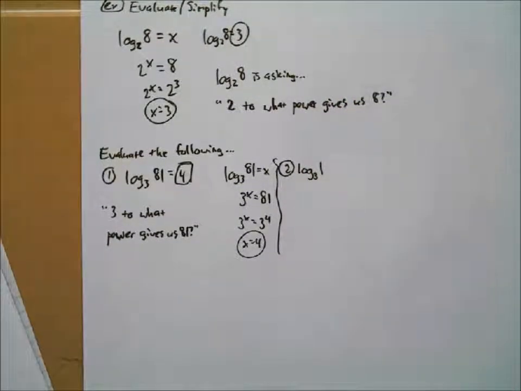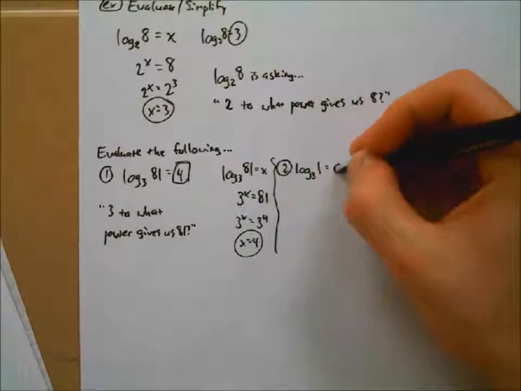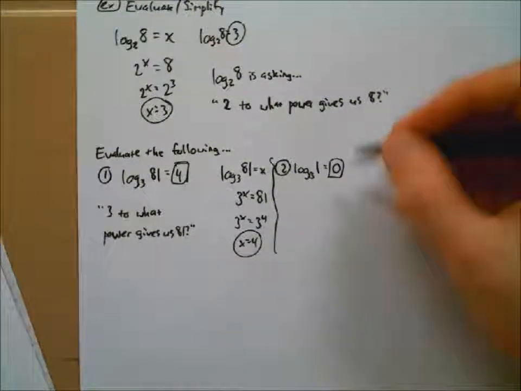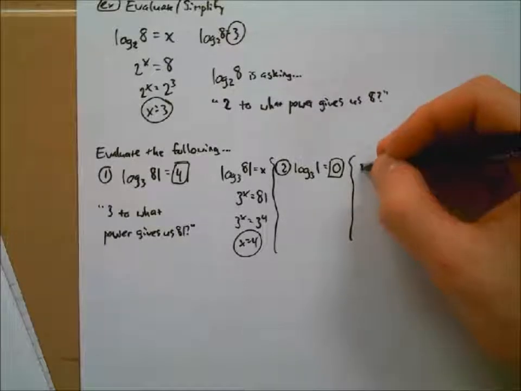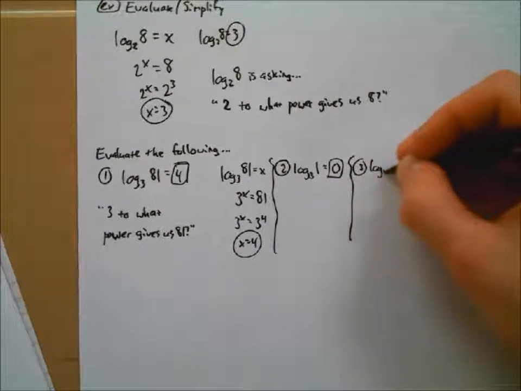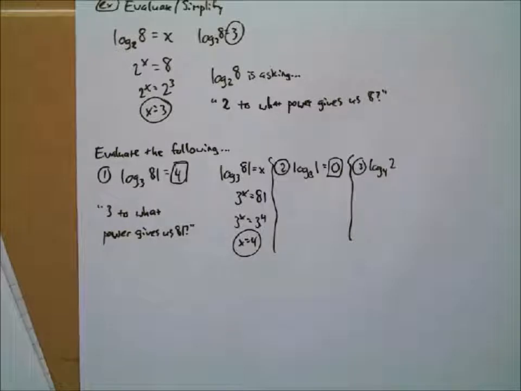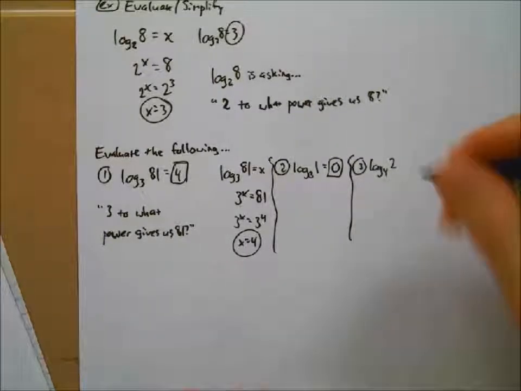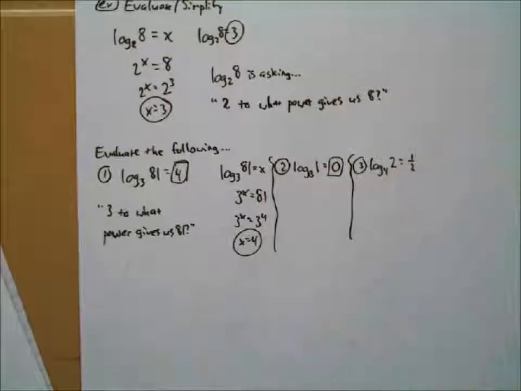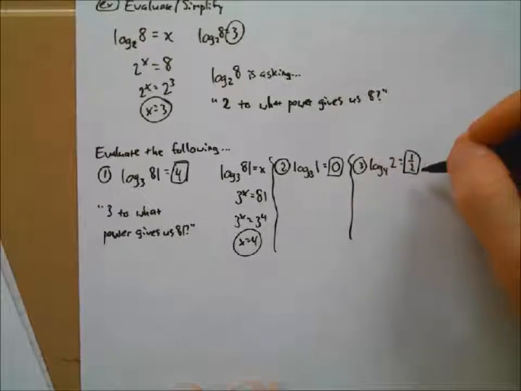What's log base 3 of 1? Or in other words, 3 to what power gives us 1? 0. All right, how about log base 4 of 2? 4 to what power gives us 2? Ooh, yes, 1/2. 4 to the 1/2, right? The square root of 4 is 2. So 1/2 power is a square root there.